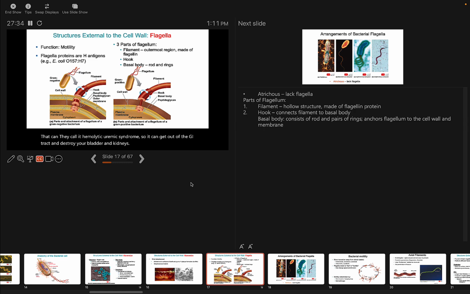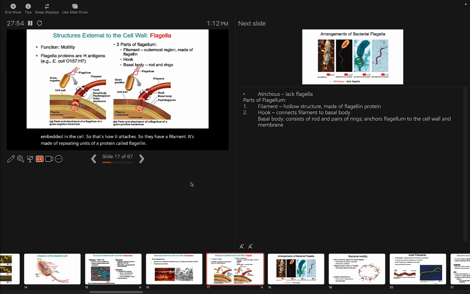It has that H antigen, the flagellum. There are three major parts, so I guess this is why we talk about the glycocalyx first, because there is a part of the flagellum that will be embedded in the cell. So that's how it attaches. So they have a filament. It's made of repeating units of a protein called flagellin.